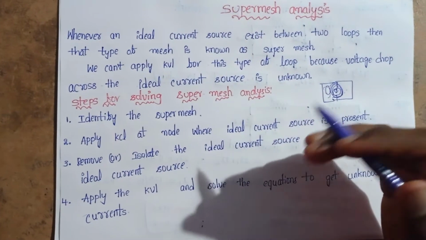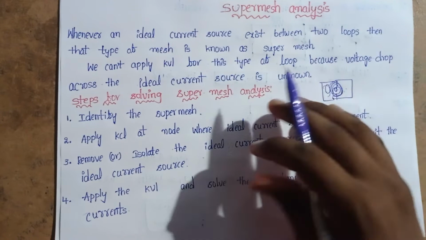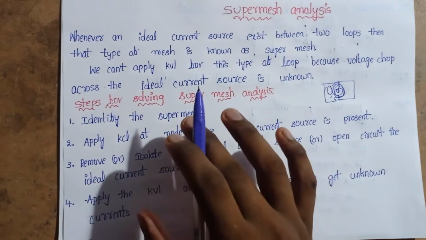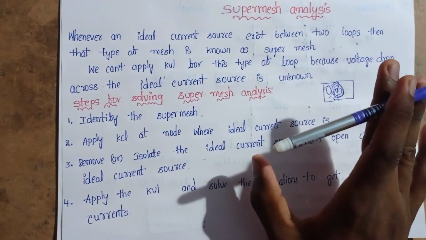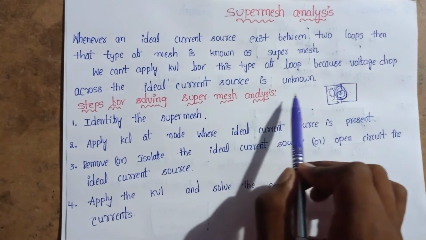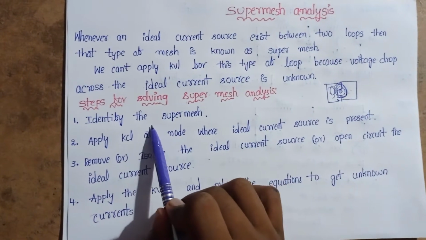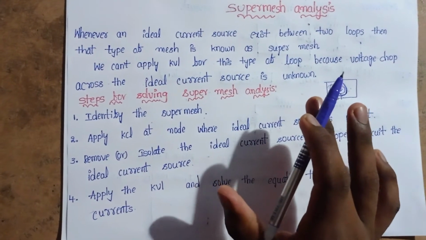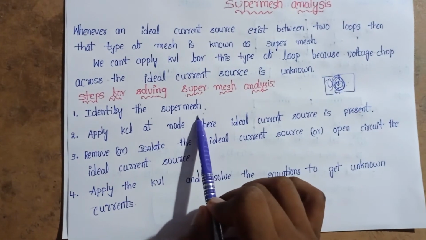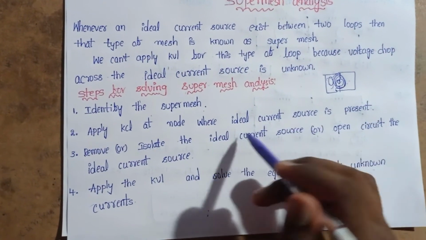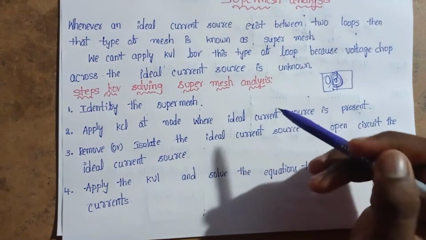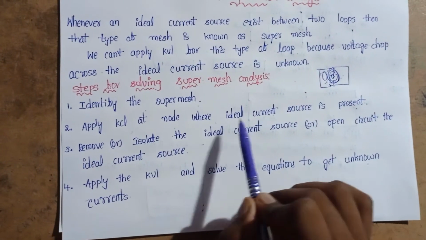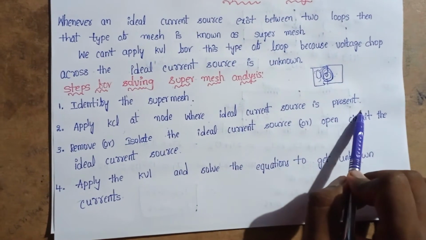Without applying KVL, how can we find the unknown currents? By using these steps we can find the unknown currents in super meshes, and this is known as super mesh analysis. The first step is to identify the super mesh. We have to identify whether a super mesh is present in the circuit or not. If an ideal current source is present between two loops, then that type of mesh is known as a super mesh.